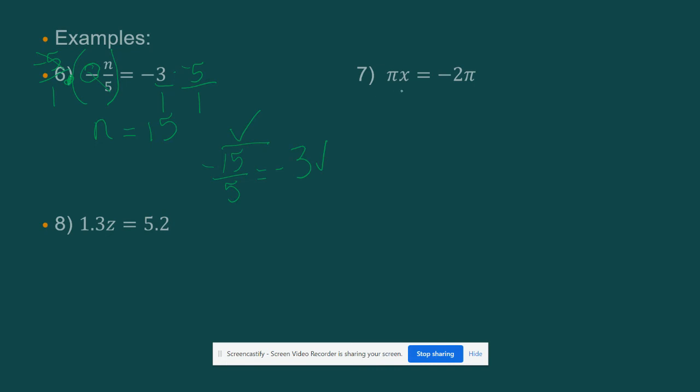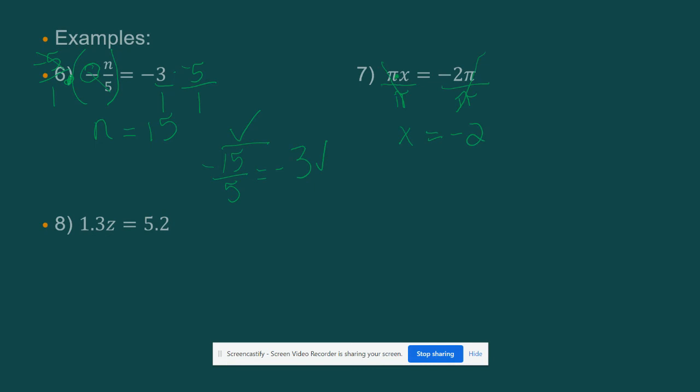Number 7 looks a little weird. We have this funny symbol pi. So I want to get x alone. Right now I'm multiplying x by pi. The opposite of multiplying is dividing by pi. So pi over pi simplifies to 1. So we have 1x. And pi over pi here reduces to 1. Negative 2 times 1 is negative 2. So we've solved our equation. We have x is equal to negative 2.